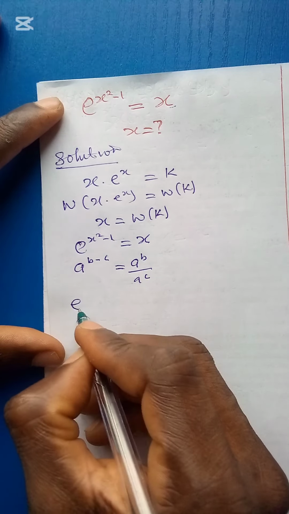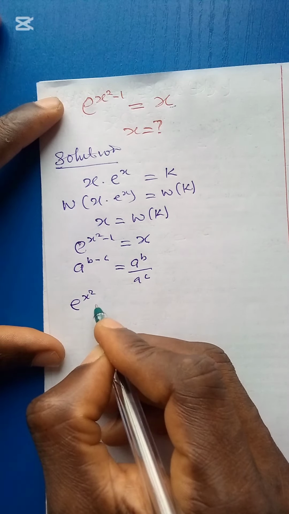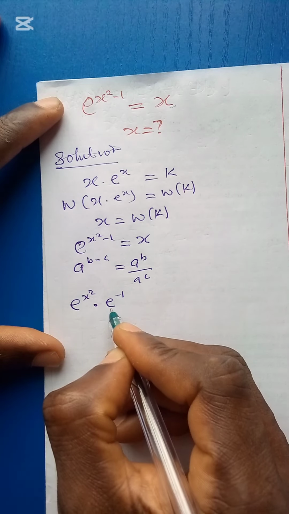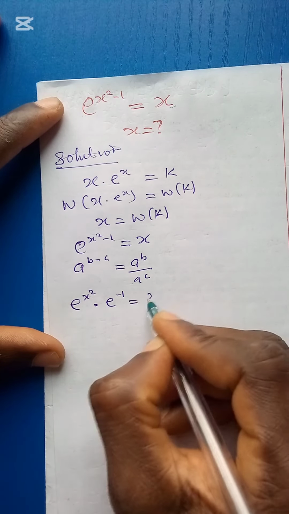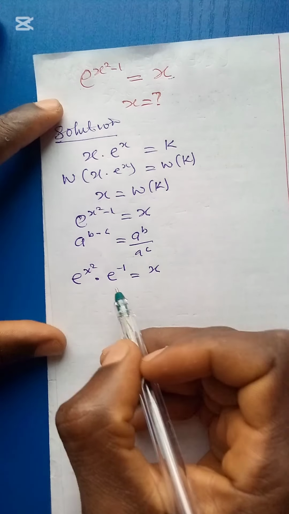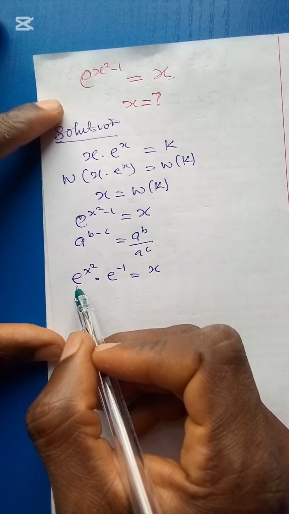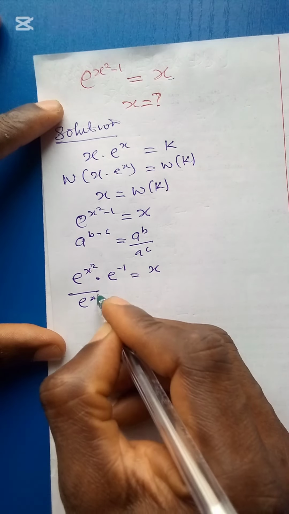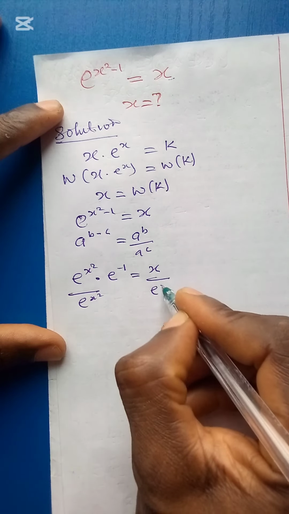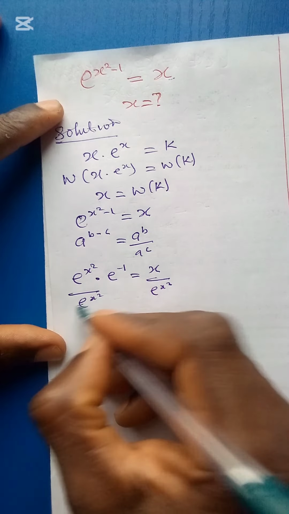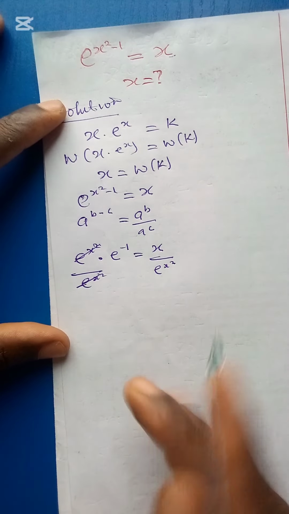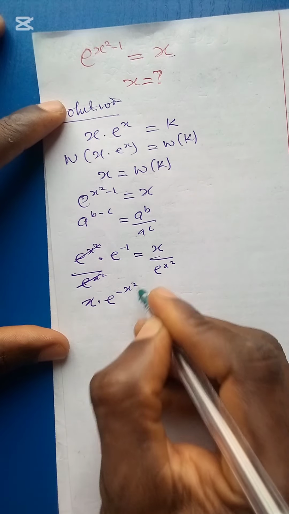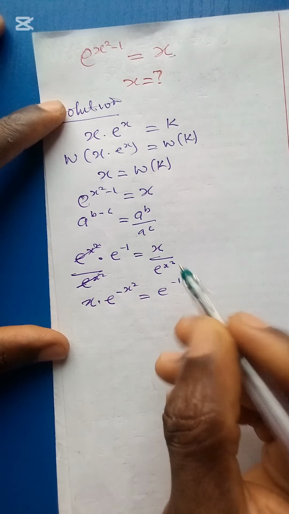It now becomes e raised to the power x squared times e raised to the power minus 1, because this is also 1 over e raised to the power 1, equals x. The next thing I will do is to divide both sides by e raised to the power x squared, because this is an equation. This and this will cancel out, leaving us with x times e raised to the power minus x squared equals e raised to the power minus 1.